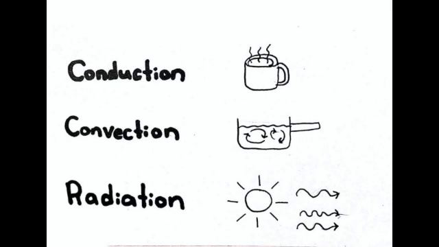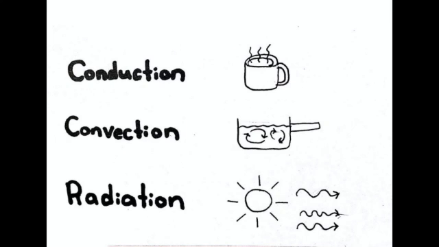Heat is the transfer of energy between objects of different temperatures. The three well-known methods of heat transfer are conduction, convection, and radiation. Conduction is heat transfer between objects which are in physical contact with each other and is a result of collisions of moving particles. An example of this is your hand on a warm cup of coffee.